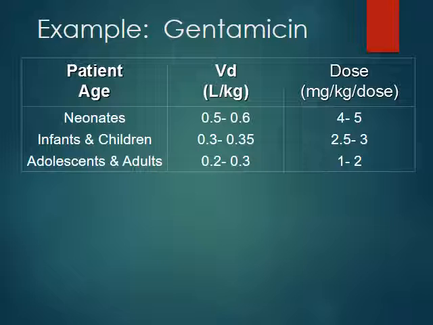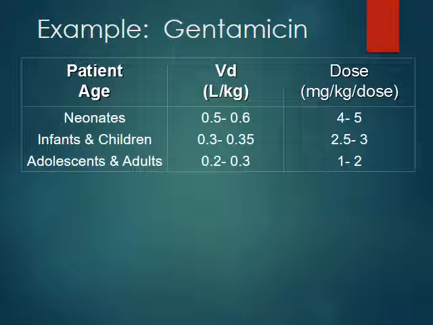As an example, gentamicin is an antibiotic used pretty frequently for neonates and infants. Based on patient age, the volume of distribution decreases as they get older, because they gain more muscle and fat tissue, so total body water goes down on a percentage basis. For neonates, gentamicin volume of distribution may be between 0.5 and 0.6 liters per kilogram, versus only 0.2 to 0.3 for an adult.